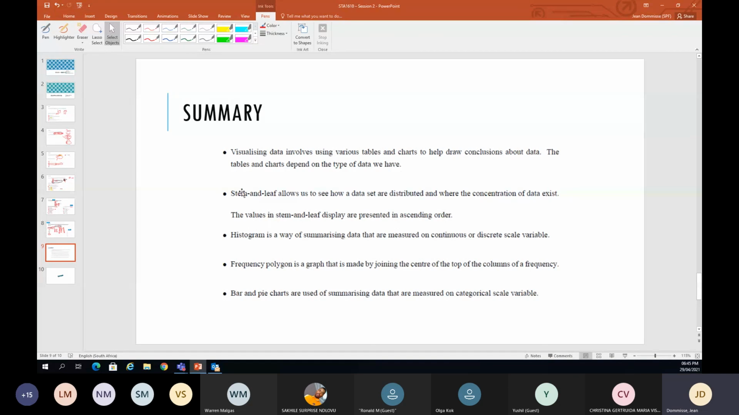Okay, and then I just took from the extra study guide, I just included the summary as well, because I think it's also just nice to have everything together. It just makes it so much easier for you guys to also prepare for the exam.